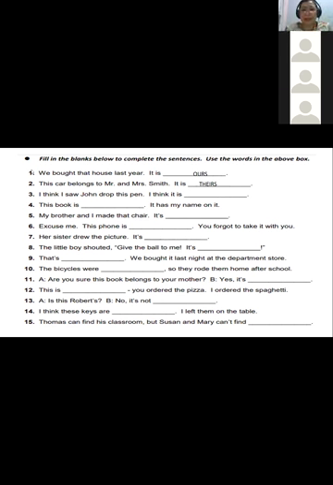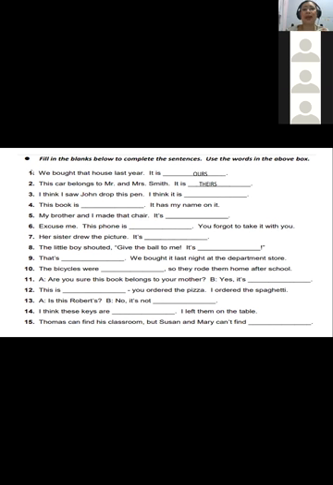Number 6. There was a group that said, Excuse me, this one is yours. You forgot to take it with you. Se le olvidó llevárselo, ¿verdad? Eso así se dice. You forgot to take it with you. Excellent, thank you. Number 7. Her sister drew the picture, it's hers. Okay. Excellent.